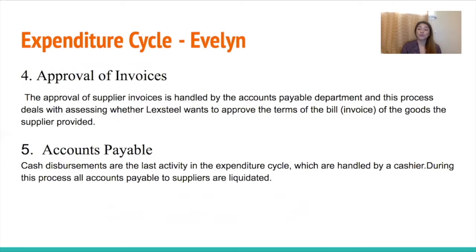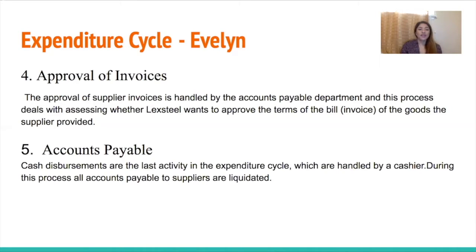Fourth, we have the approval of invoices. This is the fourth step in the expenditure cycle, and the approval of supplier invoices is handled by the accounts payable department. This process deals with assessing whether Lexsteel wants to approve the terms of the bill, which is the invoice, and they want to see if the supplier will provide them with those goods for that amount.